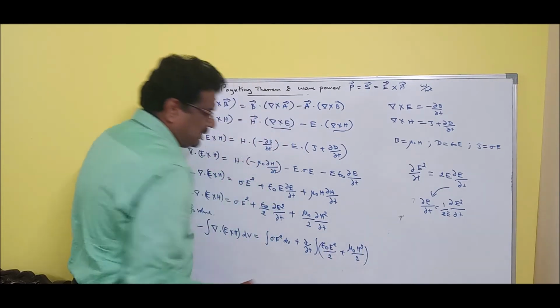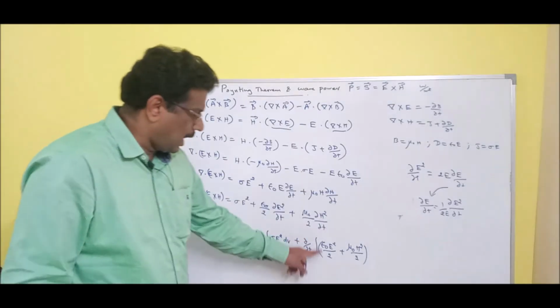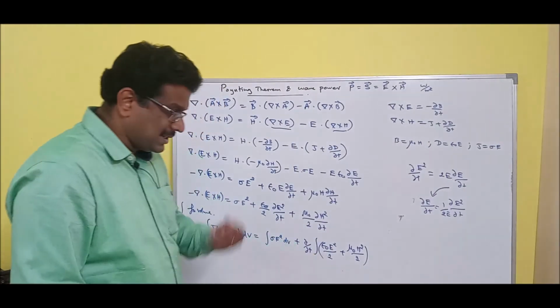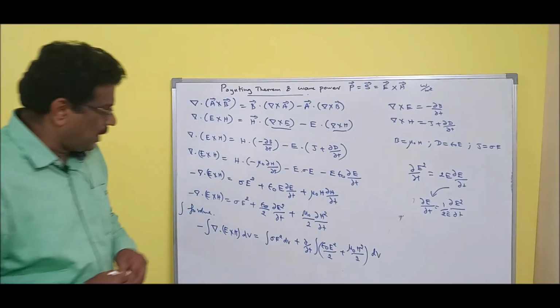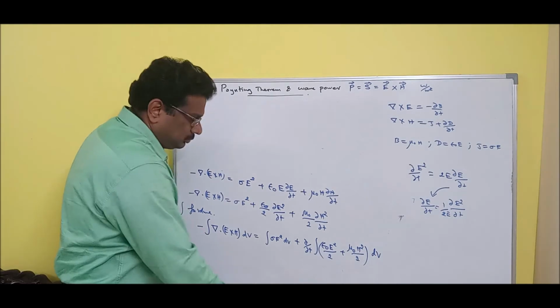Sir, why did you do it like this? Half mv square, half mv square. It's an energy formula, dV. Okay. And now I am going to do some small modification.